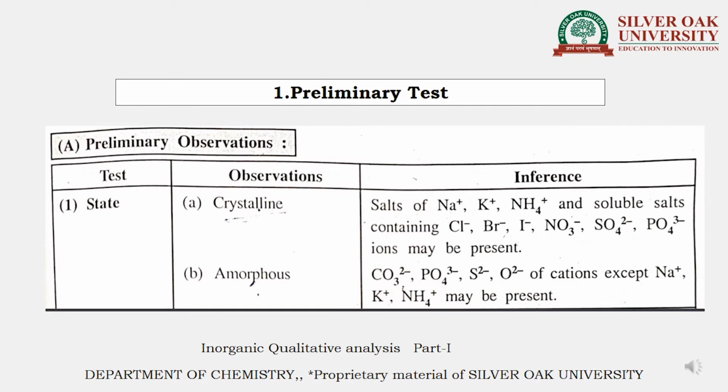Now let's discuss the preliminary test, in which the first one is state, and state is mainly of two types, crystalline and amorphous. Now I will tell you the difference between crystalline and amorphous. If you take table salt on your finger and rub it, you can feel crispiness in your table salt. But if you take talcum powder or face powder, you can't feel crispiness, it is soft in nature, so it's called amorphous. You can see this in the next video with examples.